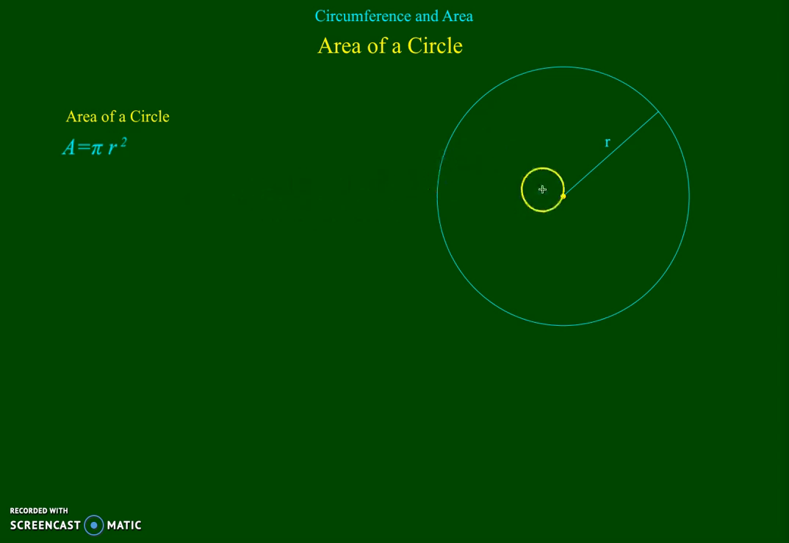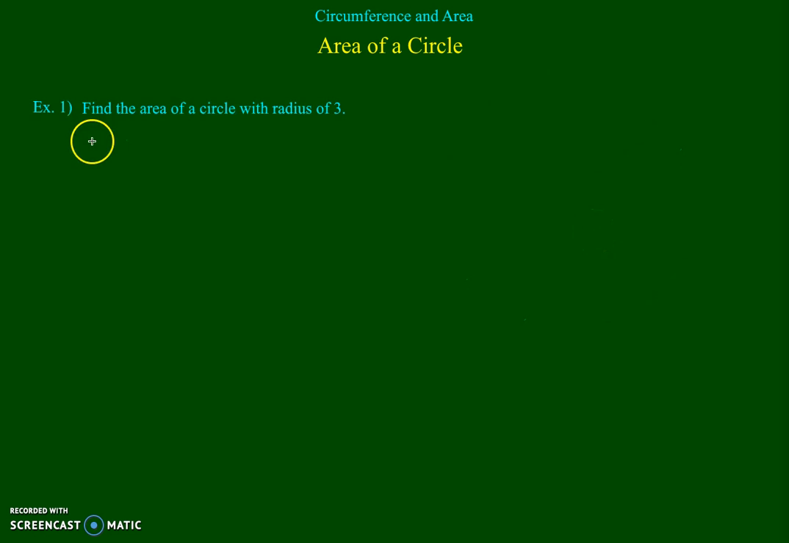So that's as simple as that gets. Let's try a couple of examples and see if we can get this down. In our first example, we want to find the area of a circle with a radius of 3. So area is pi r squared, which is pi times 3 squared, which is approximately 28.3. So that's the area of that circle with a radius of 3, approximately.